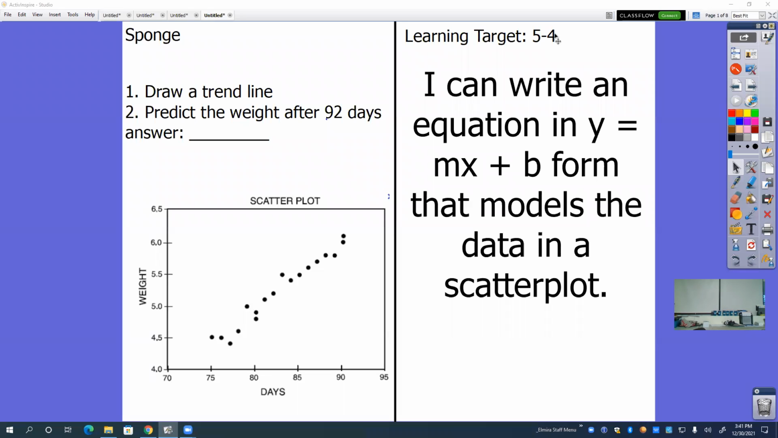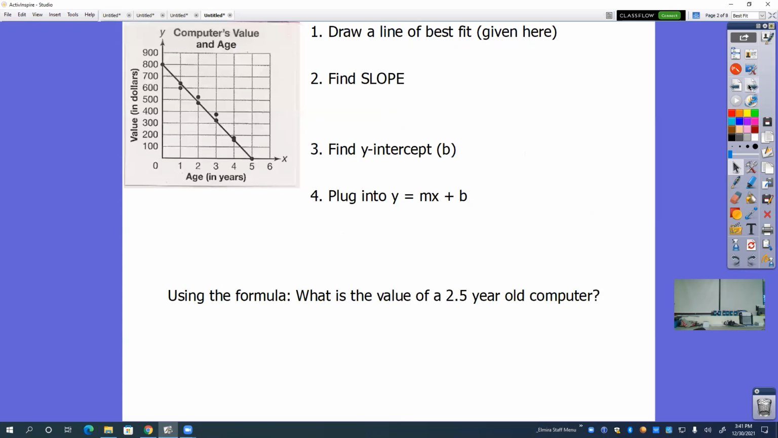Chapter 5, Lesson 4. I can write an equation in y equals mx plus b form that models the data in the scatter plot. So we're going to draw a line of best fit, and then we're going to find the slope of that trend line, find the y-intercept, and plug it into our y equals mx plus b form. Okay.